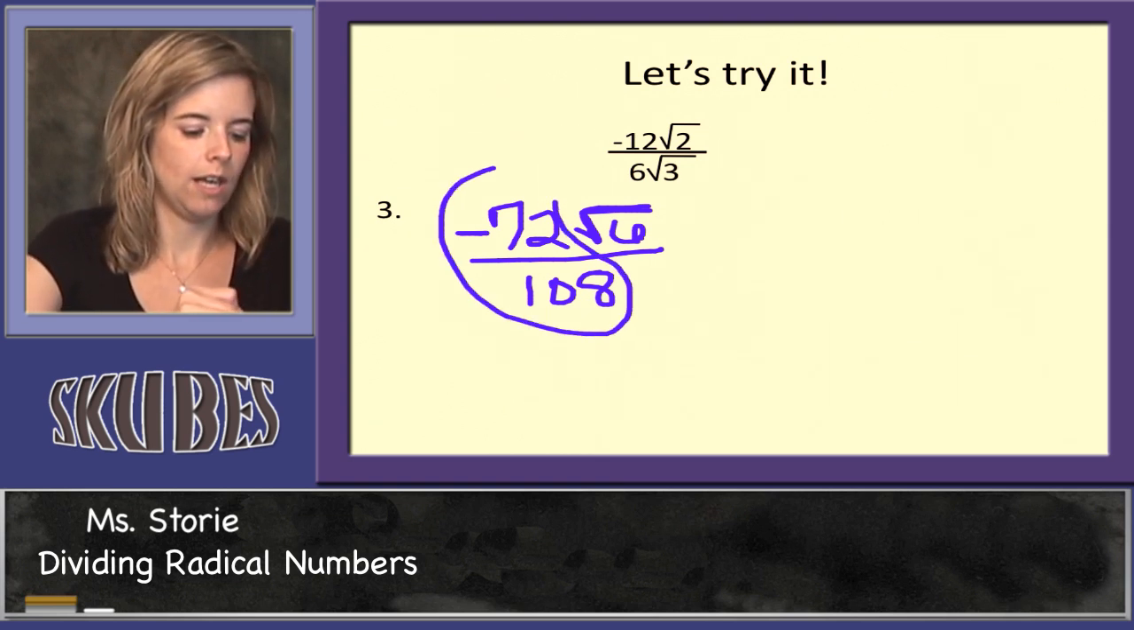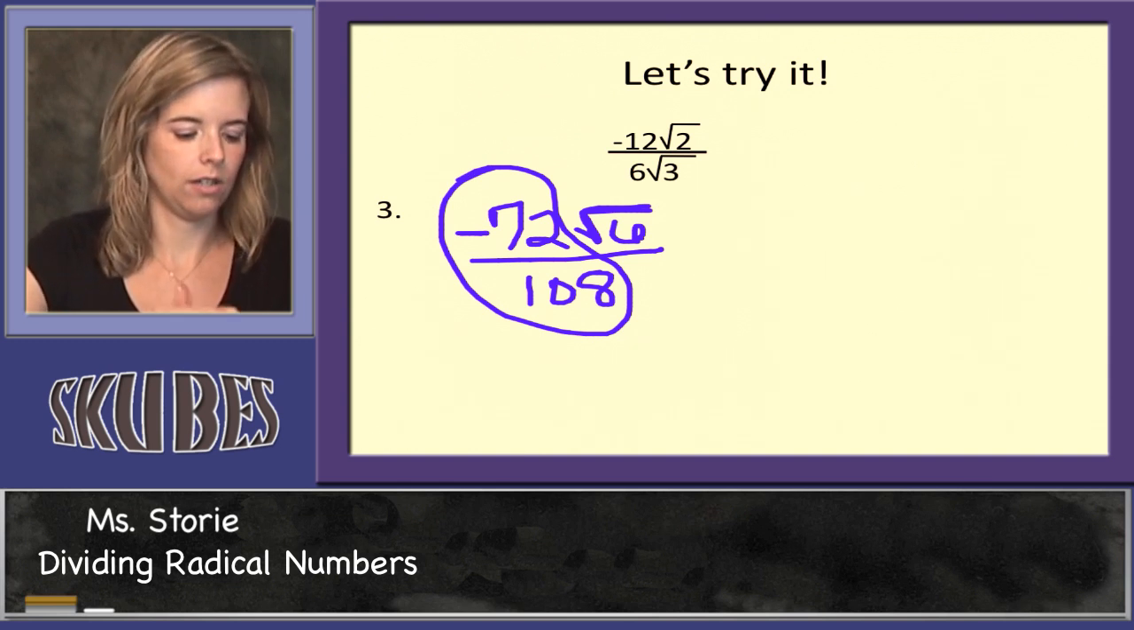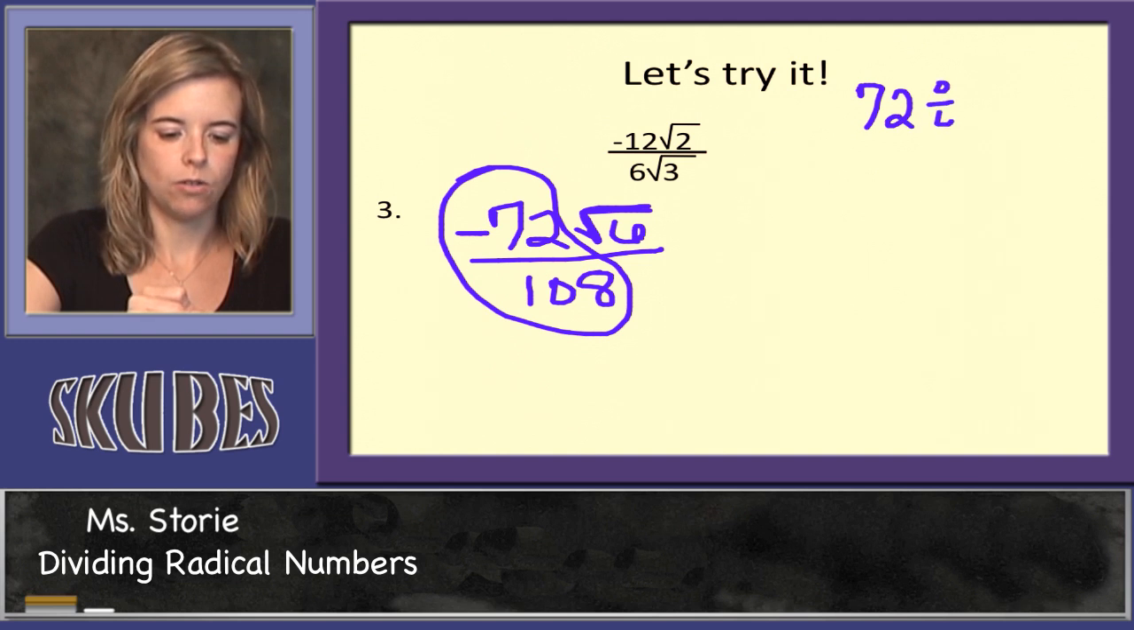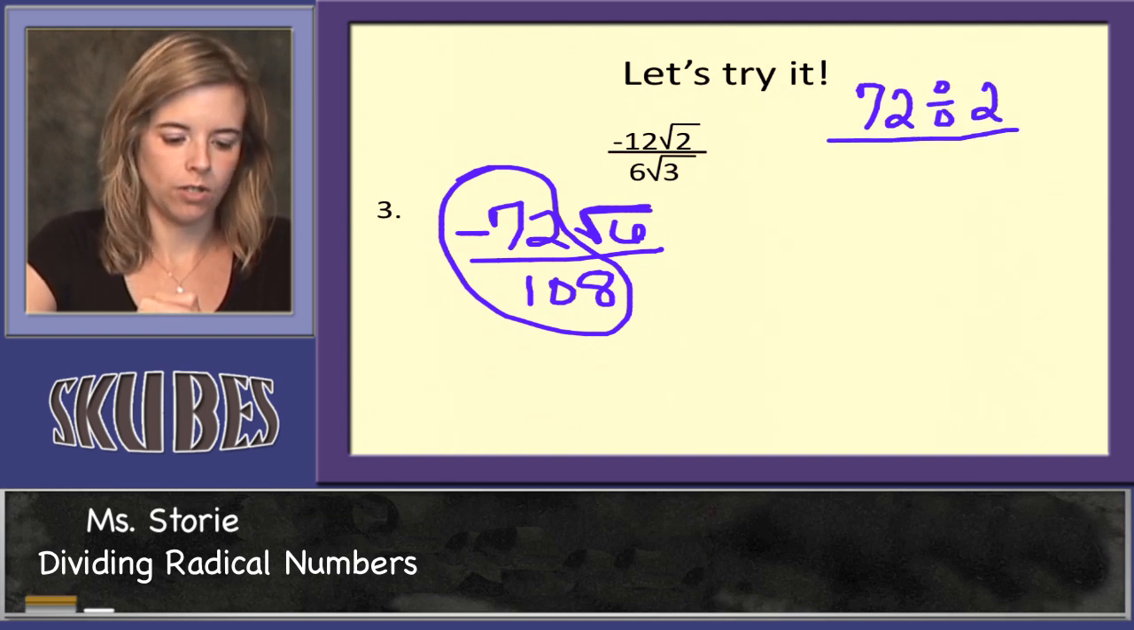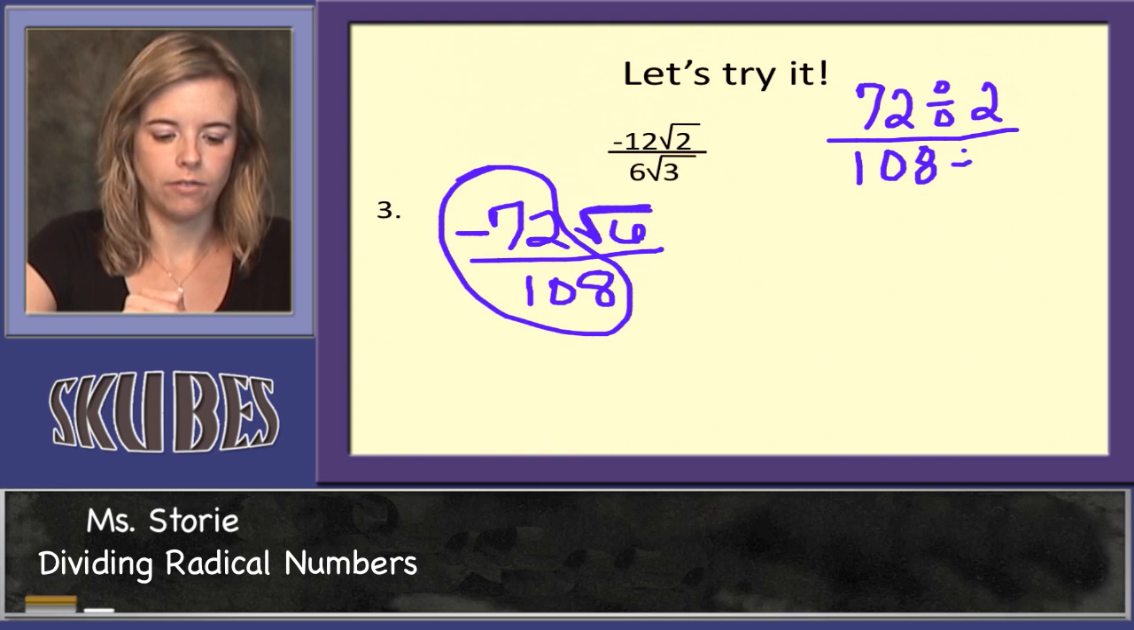However, look at your whole numbers. It's like a regular fraction. You just go ahead and reduce it. So let's take 72 and we're going to divide it by 2. And then on the bottom we're going to take 108 and we're also going to divide it by 2.